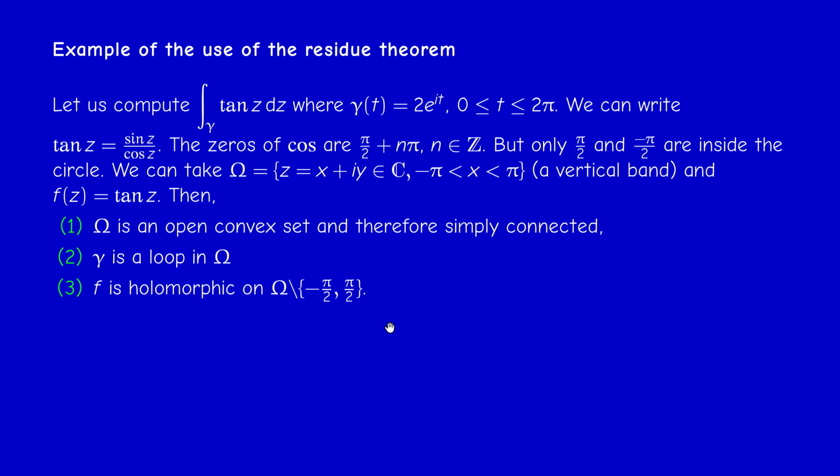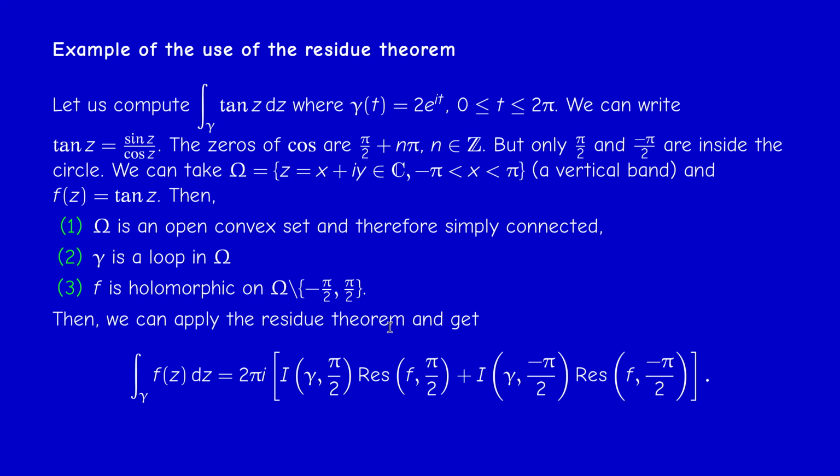So, as in the case of Cauchy's integral formula, we can apply the residue theorem, and this gives me 2 pi i times the sum of the residues multiplied by the indices. Now, as most often, the indices are 1 because gamma is positively oriented and the singularity is inside. So you can just draw a picture if you like. So this is 1, this is 1, and we just have to compute the residues.